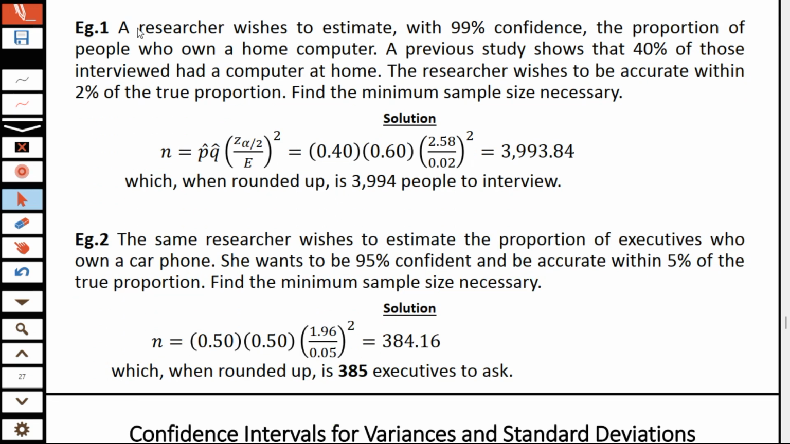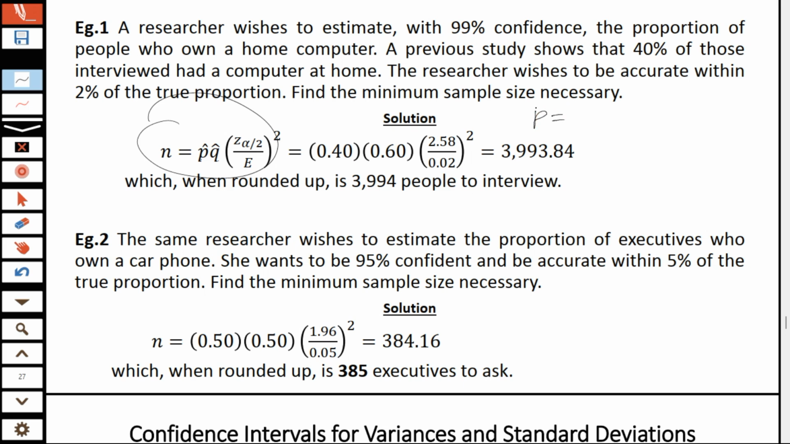So question 1 says a researcher wishes to estimate with 90% confidence the proportion of people who own a home computer. A previous study showed that 40% of those interviewed had a computer at home. The researcher wishes to be accurate within 2% of the true proportion. Find the minimum sample size. We know that our minimum sample size can be calculated using this formula. So right now what we need is our p hat, our q hat, z subscript alpha divided by 2, and our E.